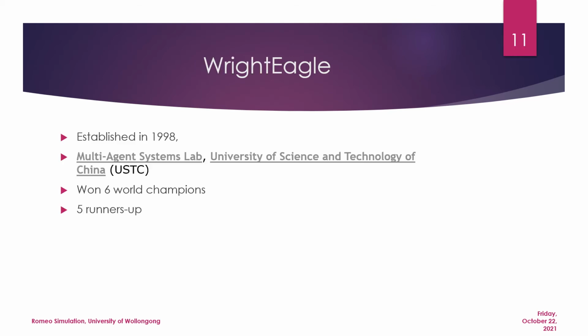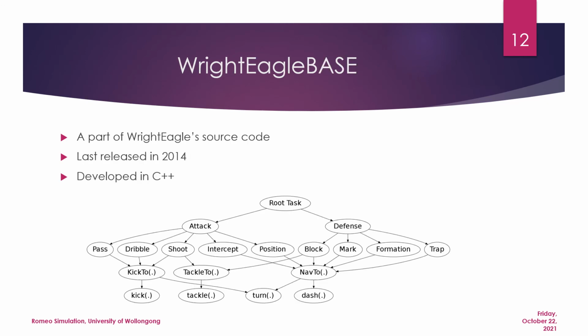The team was established in 1998 by the Multi-Agent Systems Lab, University of Science and Technology of China. They have participated in annual competitions of RoboCup since 1999 and have won 6 world championships and 5 runners-up since 2005. This base team is developed in the C++ programming language, which consists of various scripts that implement complex football strategy in both defense and offense. Our original goal is to further improve this strategy by adding calculations and conditions related to the football strategy as well as other teams.